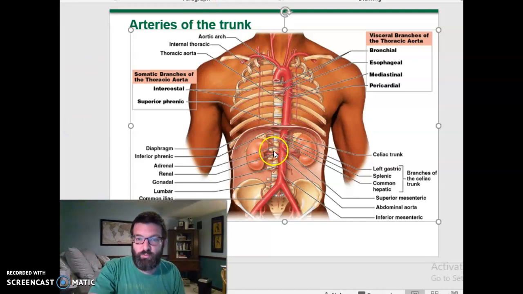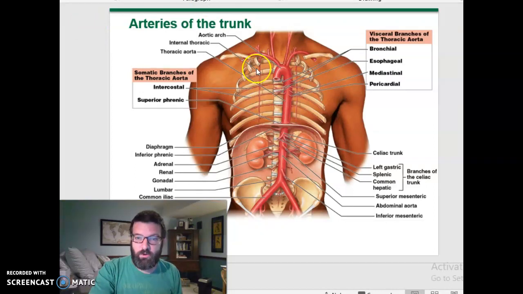Now, you can also see your renal arteries here. These are pretty large arteries. You have one that feeds each kidney. Renal is always going to refer to your kidney. You also have adrenal arteries that feed your adrenal glands, or sometimes they're called suprarenal arteries, because sometimes your adrenal gland is called your suprarenal gland.